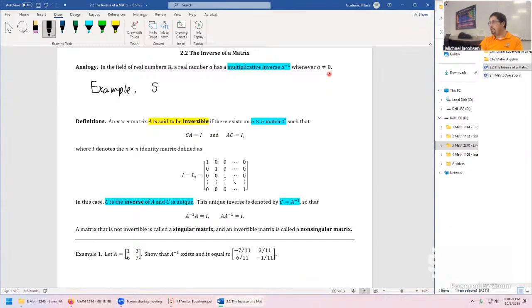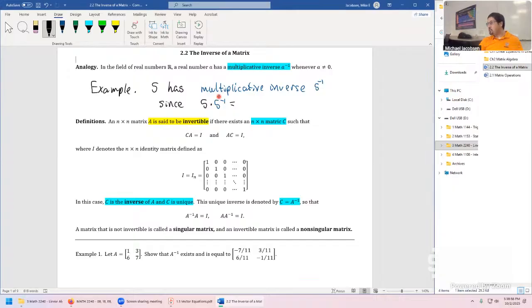Take the number 5. 5 has a multiplicative inverse, 5 inverse, since 5 times 5 inverse. Here, well, 5 inverse is just an exponent. That's just 1 over 5. So you could work in that sense. This is 5 times 1 over 5.